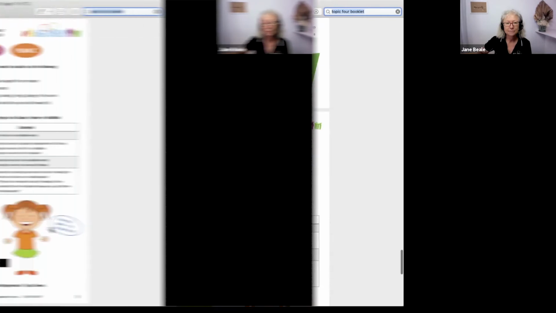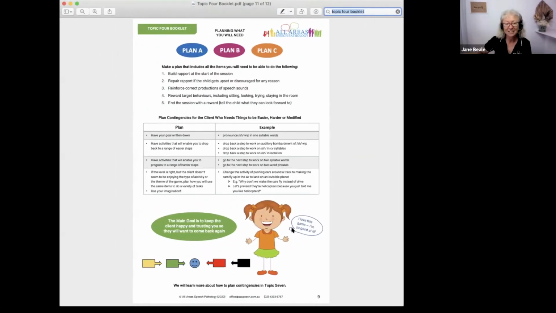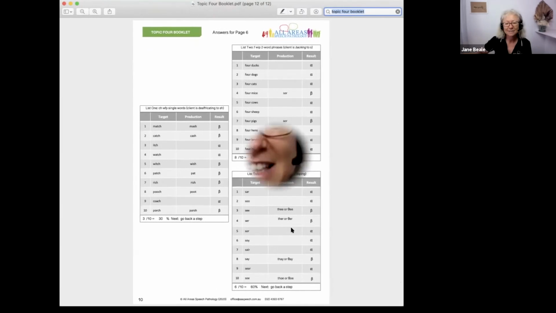The topic 4 booklet has a couple of extra pages. So there's some reading here for you to do around having your plan A, your contingency, your plan B, and maybe even a second contingency, your plan C. Page 10 will be the answers.